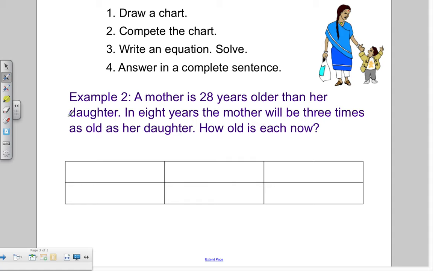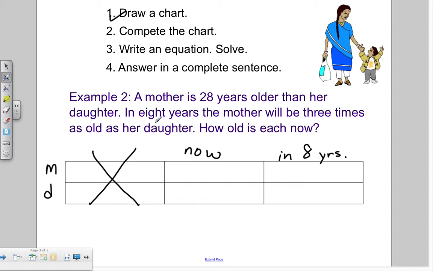So now I'm going to do 1 and 2 together. Who am I talking about? A mother and her daughter. Okay, what am I talking about? In 8 years, so that's in 8 years. So I'm talking about now, and I'm talking about in 8 years. So this column is not applicable. If I were drawing this in my notebook, I wouldn't even draw that column. But it's nice to know that if you do, you just cross it out. Okay, so I drew the chart.